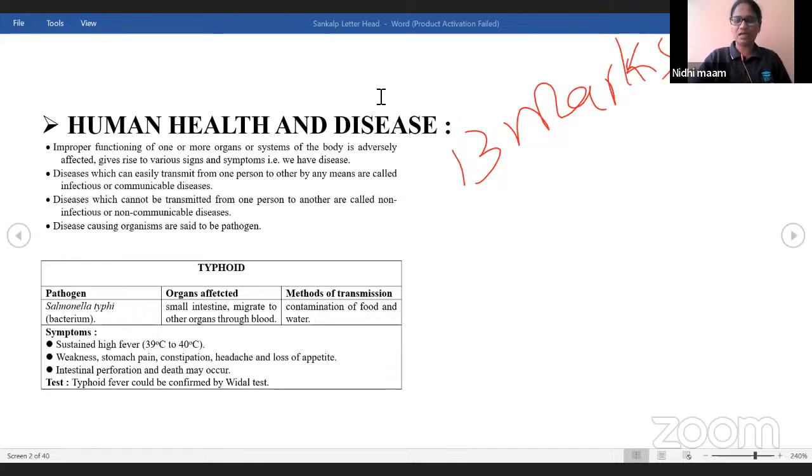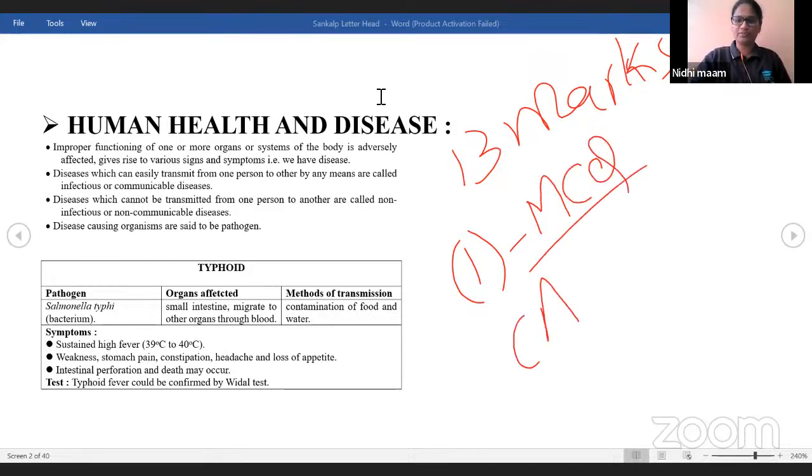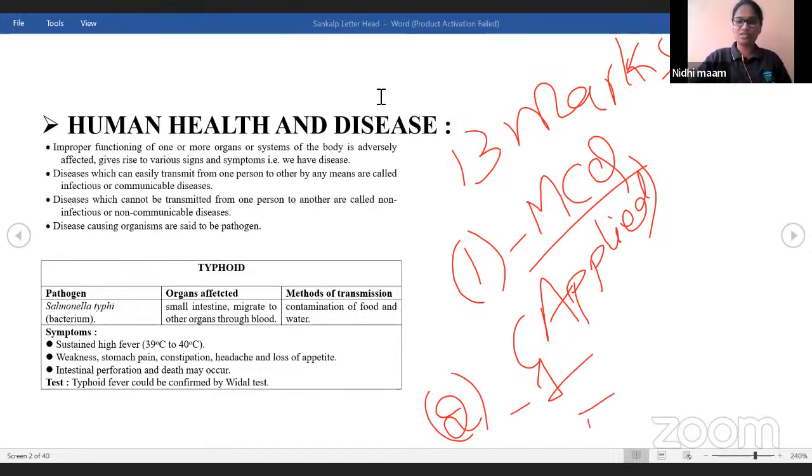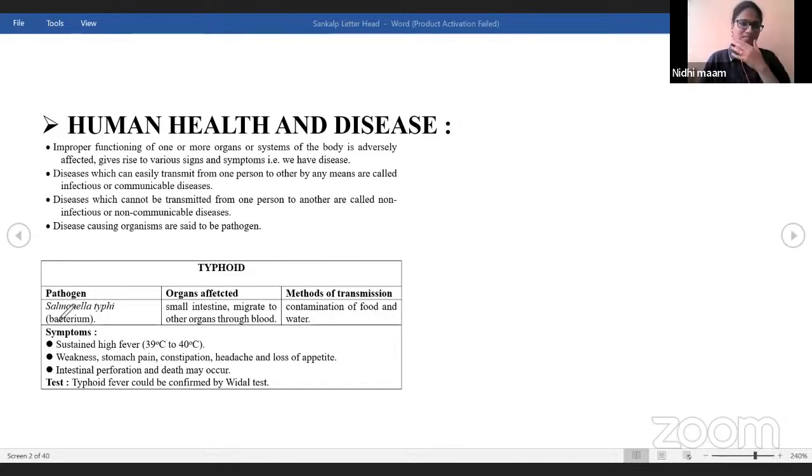Out of 13 marks, one will be for MCQs, that is multiple choice question, which will be an applied question, usually a HOTS or applied question, high order thinking question. Next, we have 1 two-marks question and 2 five-marks questions. So 5 twos are 10, 10 plus 1 is 11, 11 plus 1 is 12. So total 12 to 13 marks we will get from human health and diseases.